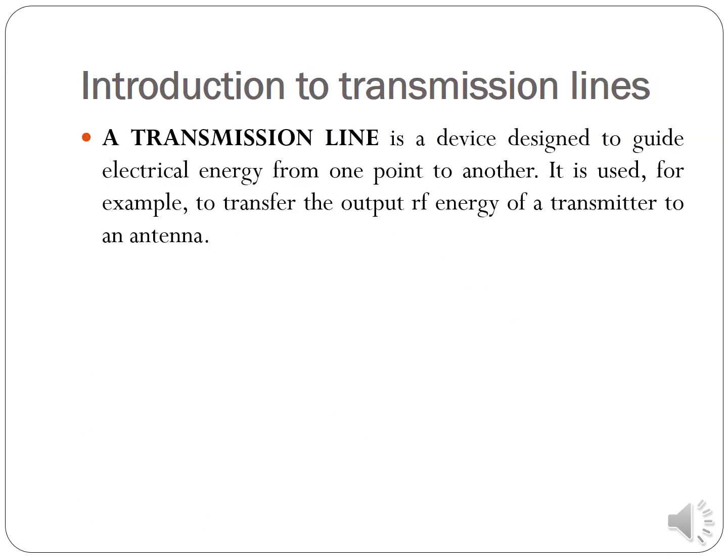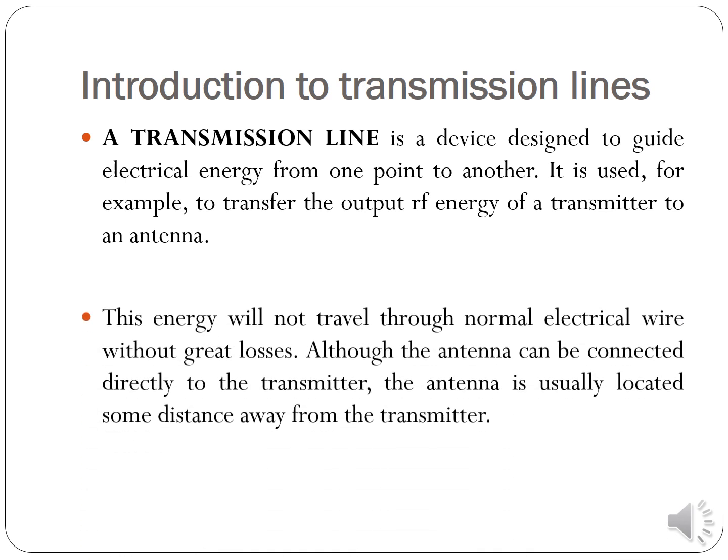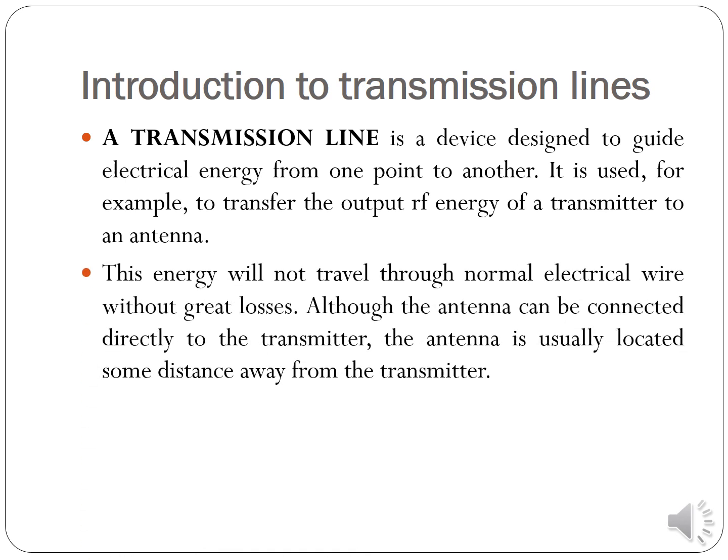A transmission line is a device designed to guide electrical energy from one point to another. It is used to transfer the output RF energy of a transmitter to an antenna. This energy will not travel through normal electrical wire without greater losses. Although the antenna can be connected directly to the transmitter, the antenna is usually located some distance from the transmitter.